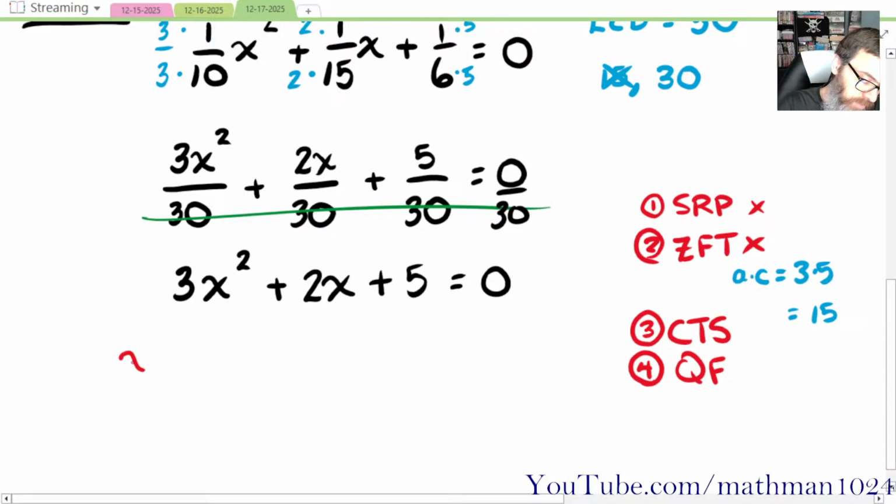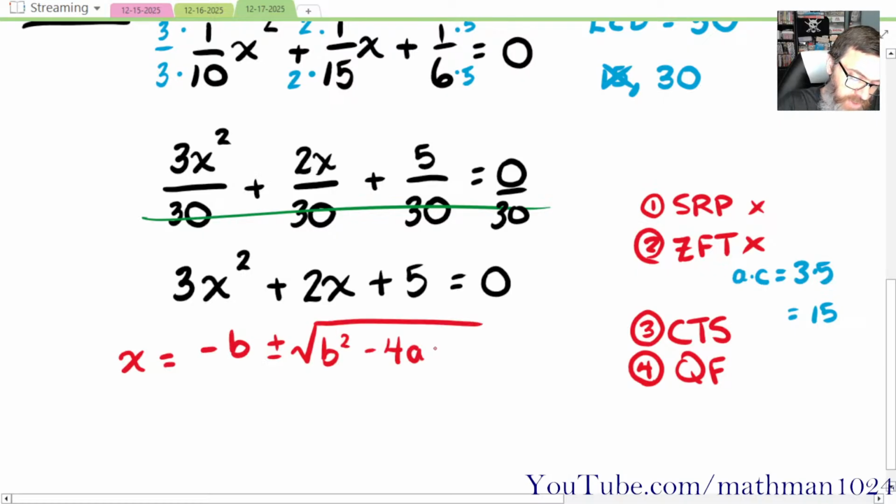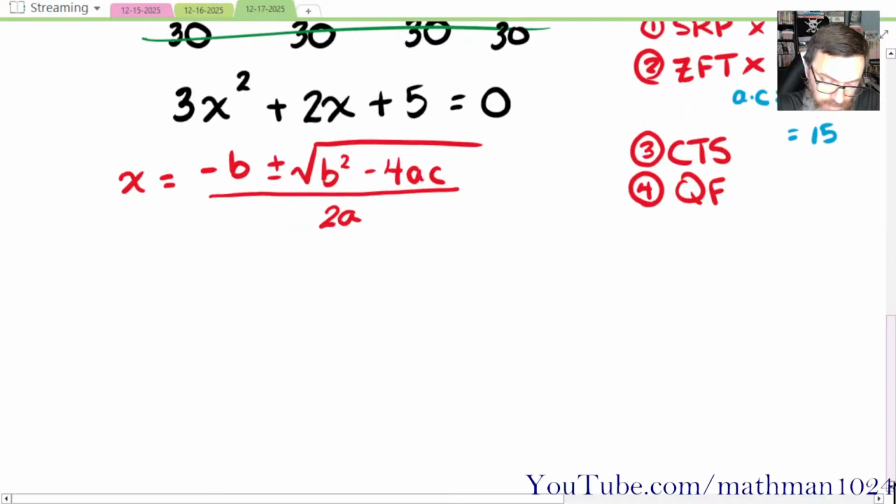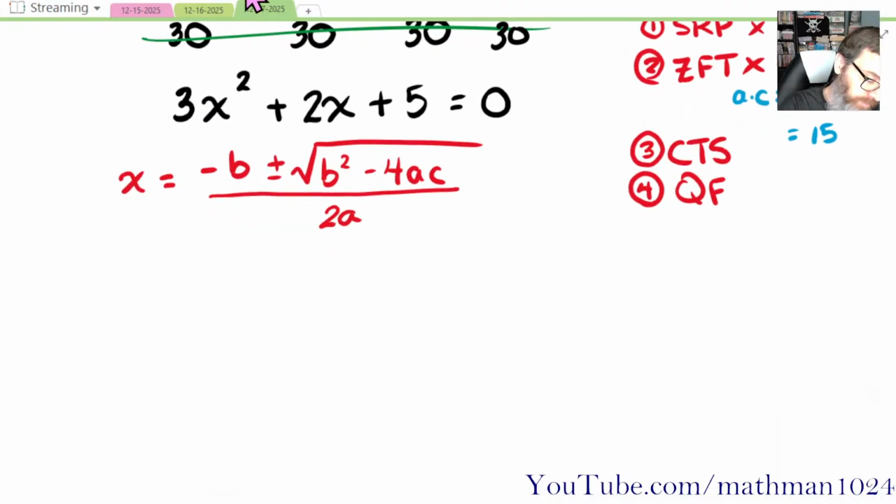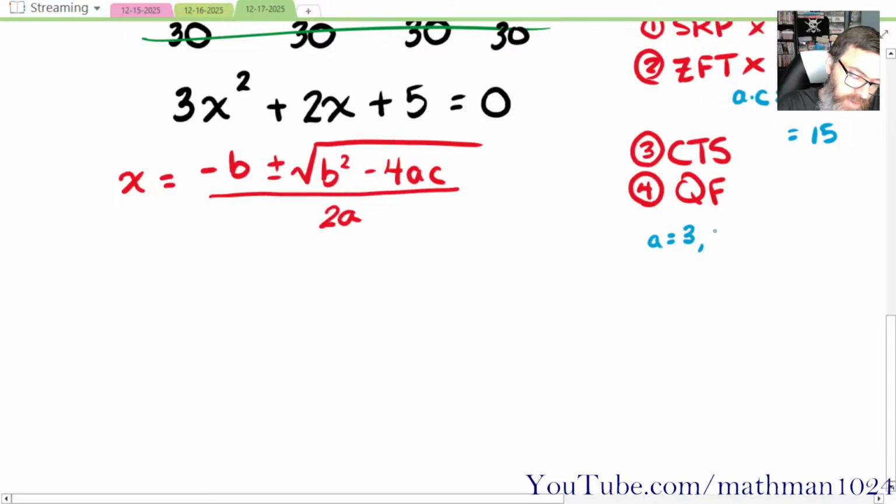So remember, quadratic formula. x equals negative b plus or minus the square root of b squared minus 4ac all over 2a. All right, so let's plug in what we have. So if we identify the a, b, and c, so a is 3, b is 2, and c is 5.